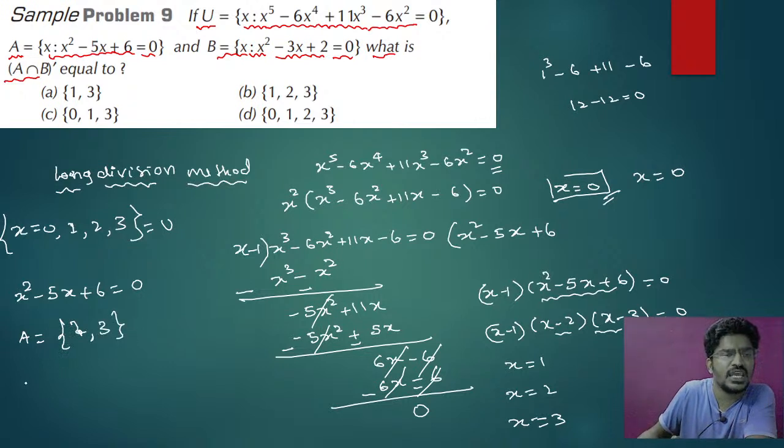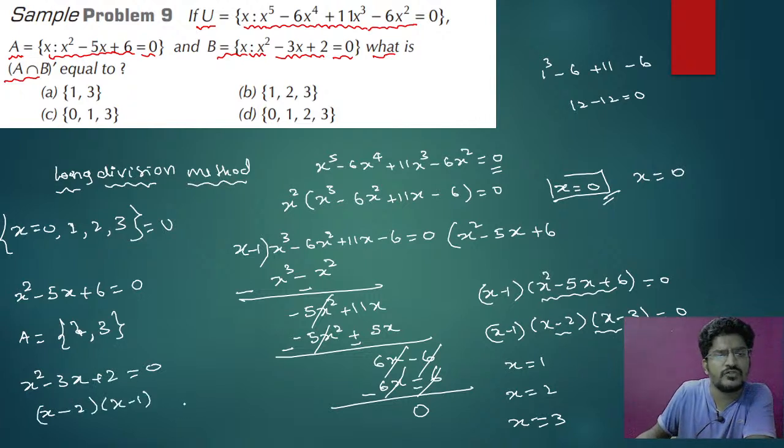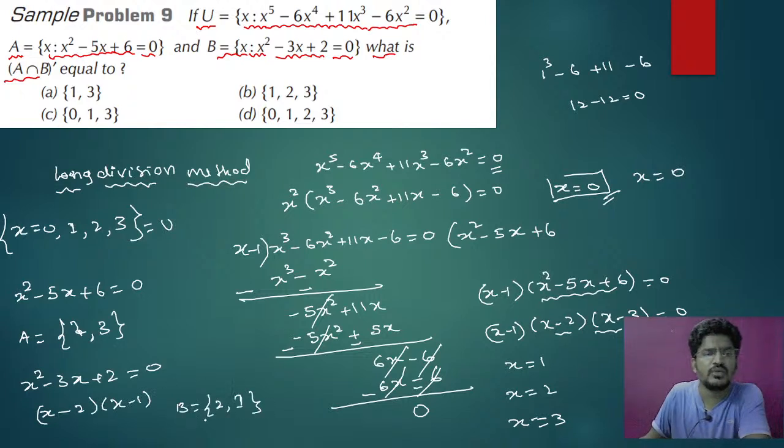This is set A. You will go for set B, x square minus 3x plus 2 equal to 0. So you can write it as x minus 2 into x minus 1. So therefore, B will be equal to 2 comma 1. Clear?